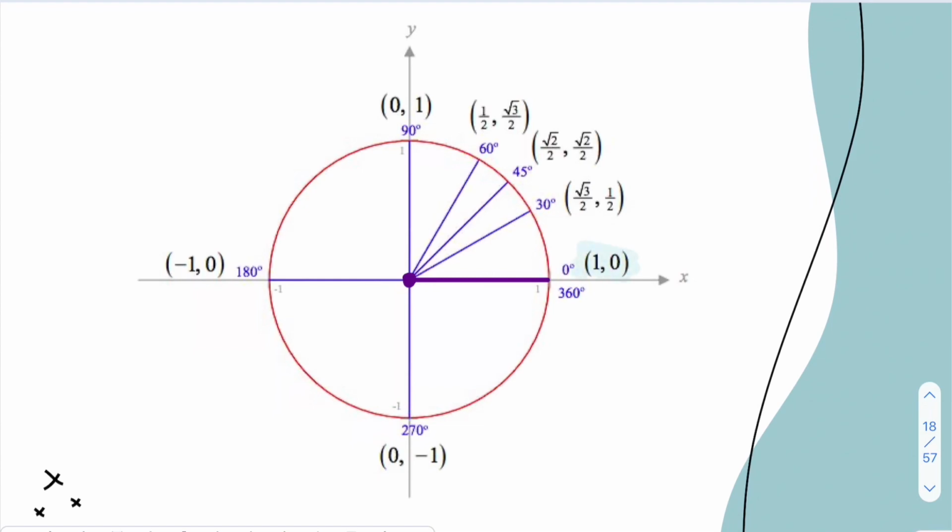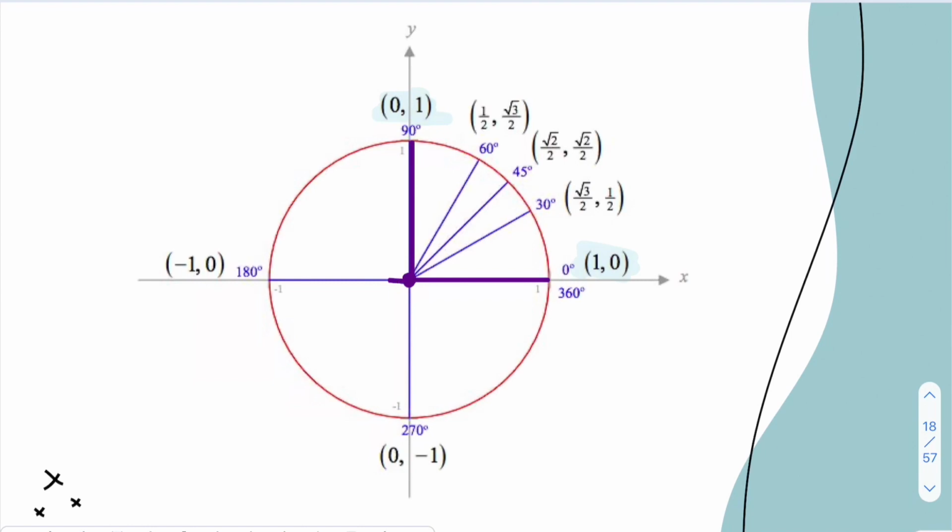When I go over 0, up 1, that's the xy pair, 0, 1. So at 90 degrees, our ordered pair is 0, 1. At pi over 2, our ordered pair is 0, 1.